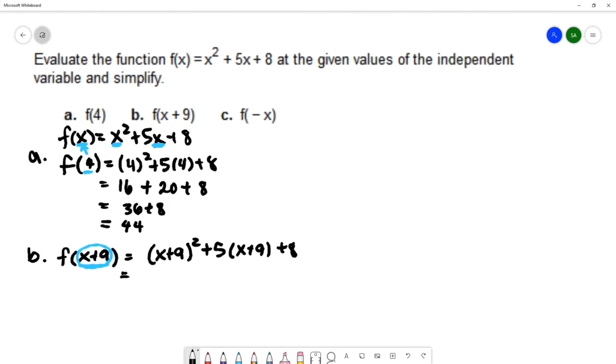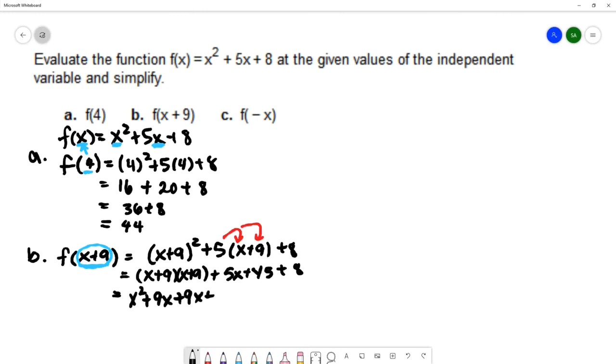We're going to simplify x plus 9 squared to be x plus 9 times x plus 9. So that's applying the exponent. The exponent of 2, we multiply the base twice. I'll use the distributive property with this 5 to get 5x plus 45. Carry down that plus 8. I need to multiply out the x plus 9 times x plus 9. That's x squared plus 9x plus 9x plus 81. Carry down that 5x, and 45 plus 8 will be 53.